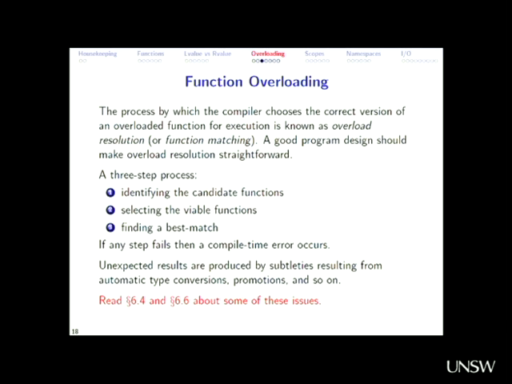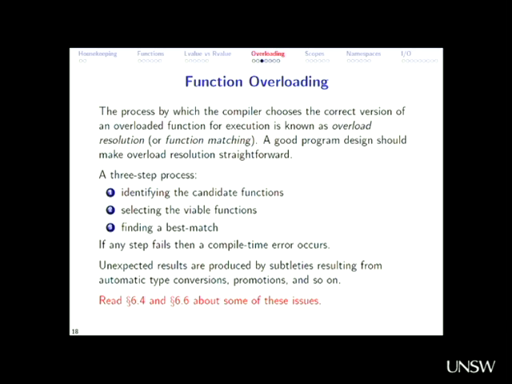Now, the compiler has to work out which one of these 3 functions you want to call at the right time. This is known as overload resolution. It's up to you as a programmer to make these things straightforward. You should be clear on what you're trying to do, and understand how your program is working. There's a 3-step process involved: identifying which functions you've got, selecting the ones that could possibly be the correct one, and finding the best match. If this doesn't work, you can get a compile time error.